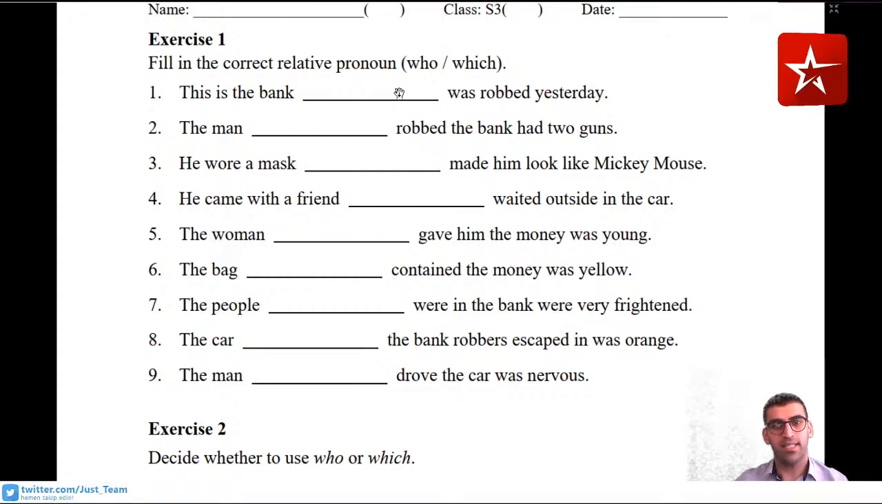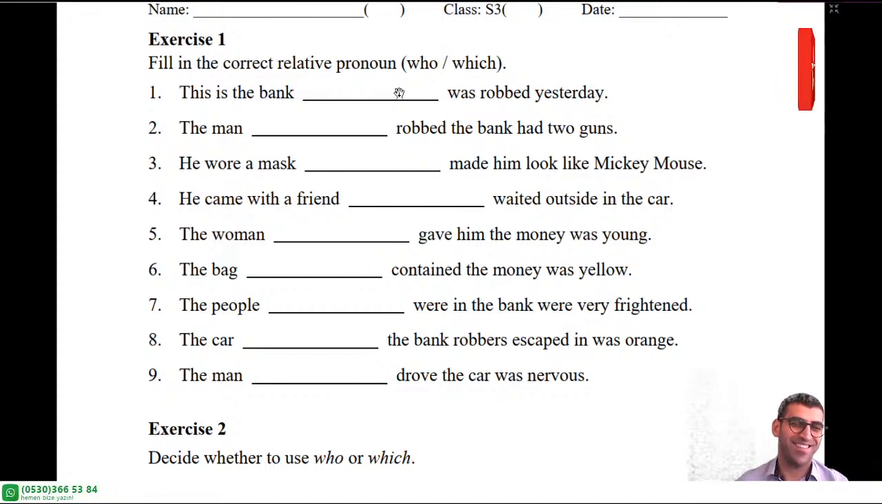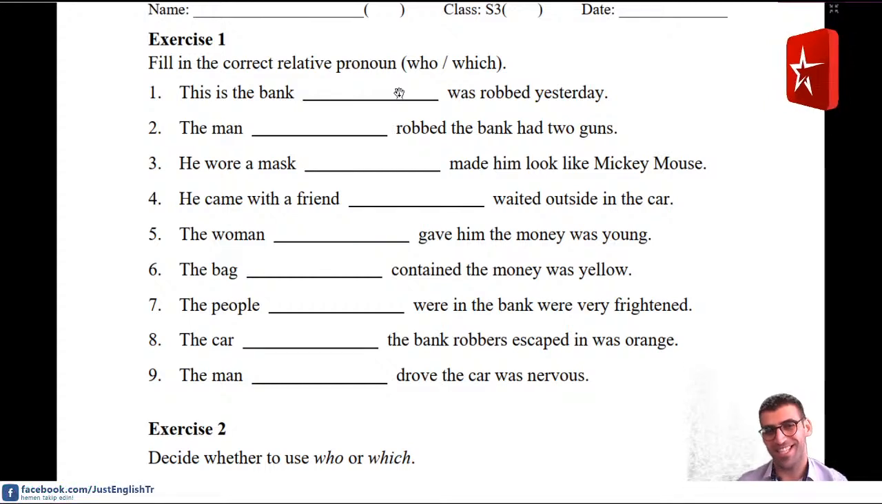Great. And number 6, the bag contained the money was yellow. Okay, which bag are we talking about? Oh, I told the answer. Sorry. Yes, the correct answer is which. The bag which contained the money was yellow, but accidentally I told you the correct answer, guys. I'm so sorry. And number 7, the people were in the bank were very frightened.